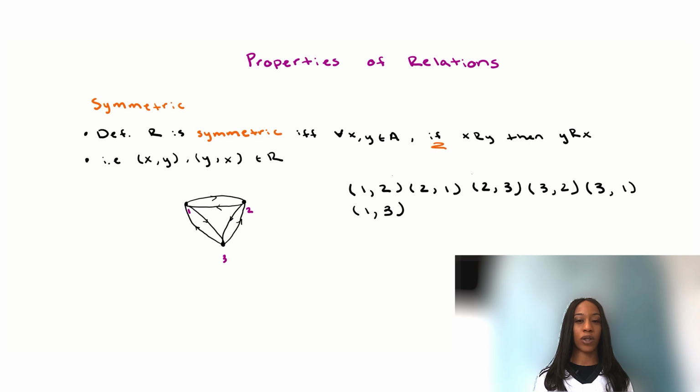Taking a look at all the ordered pairs we just came up with, we see that for every ordered pair xy, we have a yx in return. And so this set, therefore, is symmetric. Now let's go ahead and move on to our final property, the transitive property.